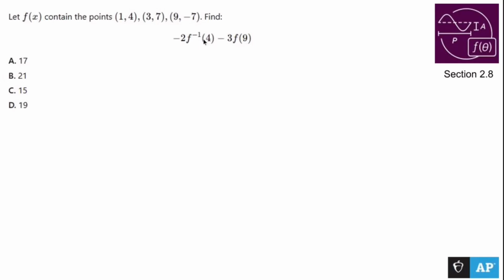You go to where the y value is 4, and you work your way backwards to 1, which means negative 2 times 1. That's going to be minus 3 times f of 9. That's regular, straightforward. So when x is 9, you get negative 7. Plug that in. And now it's just a regular old PEMDAS problem.